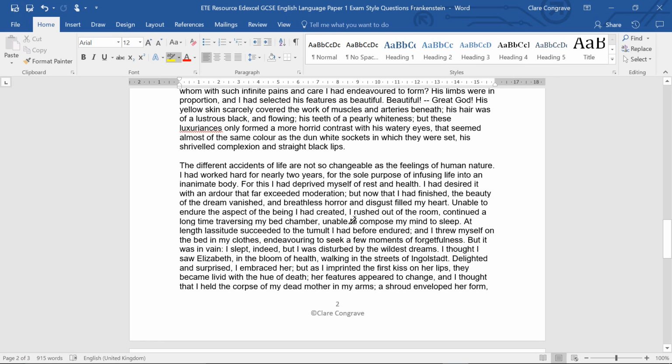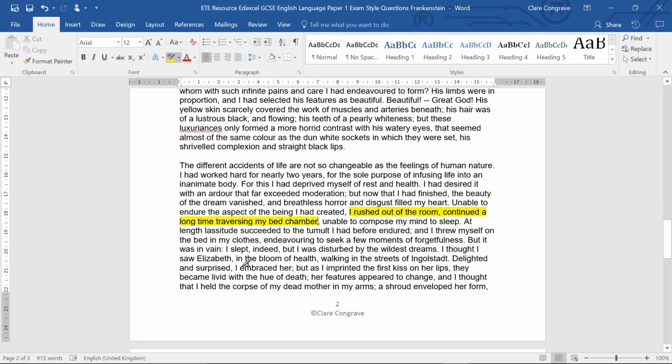So, if we have a look at this section here: "I rushed out of the room, continued a long time traversing my bedroom chamber." Yeah, got some nice 19th century language here. So, basically, this is showing he's rushed out of one room, he's walking up and down in the next room. His actions are showing he's concerned about what he's done. So that one there would be a great example.